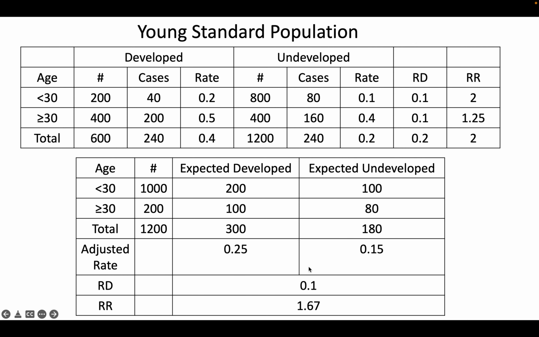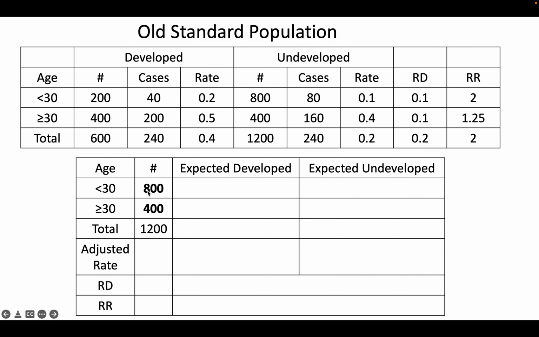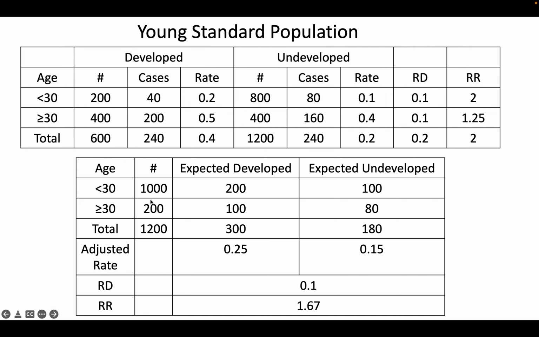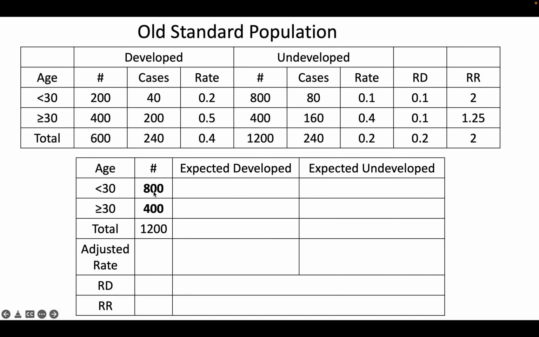And we take the ratio, 1.67. Now, if we have an old standard, so now we have 800 people under 30 and 400 over 30. Okay, we can go through the same calculation, and we find a risk difference of 0.1 and a relative risk of 1.5.